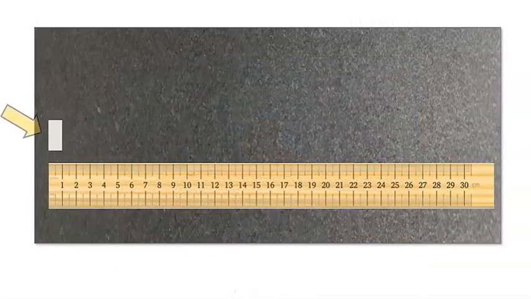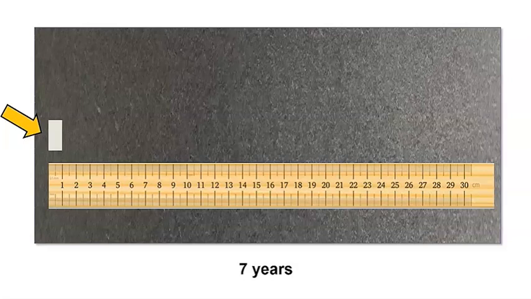In our model, a 1 centimeter piece of tape represents a time span of 7 years. Raise your hand if you know a 7-year-old. This end of the tape is year 0, and this end of the tape is year 7.